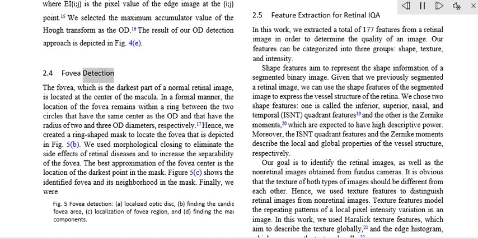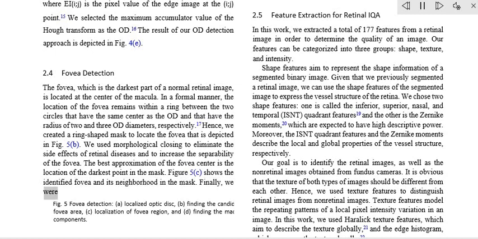Fovea detection. The fovea, which is the darkest part of a normal retinal image, is located at the center of the macula. In a formal manner, the location of the fovea remains within a ring between the two circles that have the same center as the OD and that have the radius of 2 and 3 OD diameters, respectively. Hence, we created a ring-shaped mask to locate the fovea that is depicted in Fig 5b. We used morphological closing to eliminate the side effects of retinal diseases and to increase the separability of the fovea. The best approximation of the fovea center is the location of the darkest point in the mask. Figure 5c shows the identified fovea and its neighborhood in the mask.